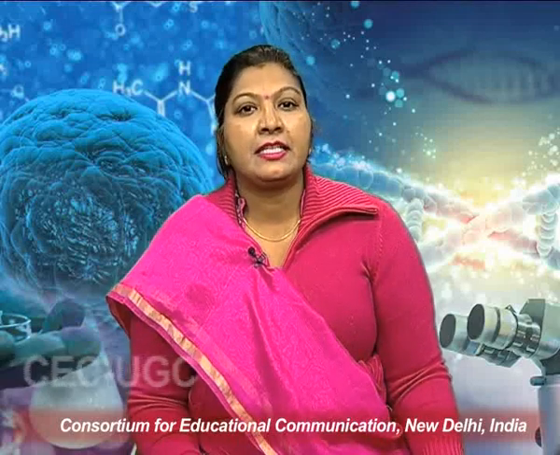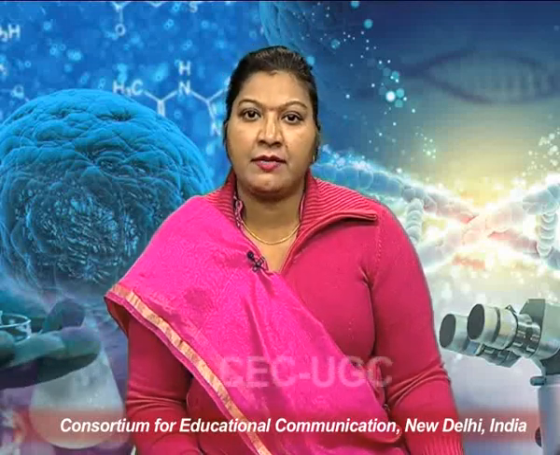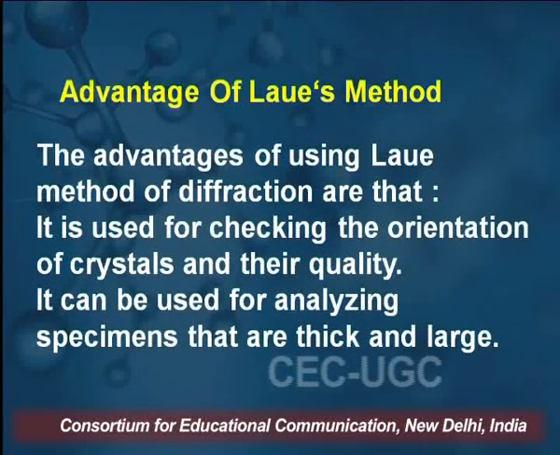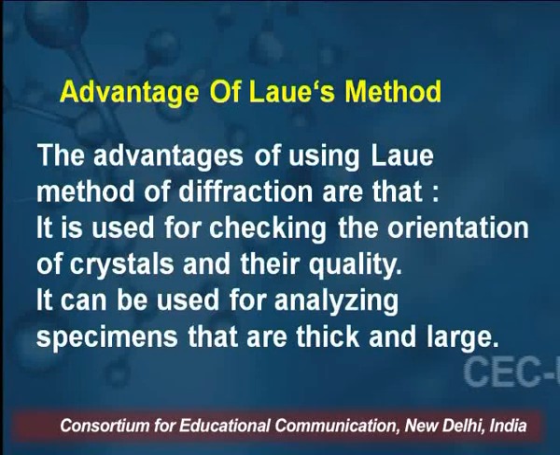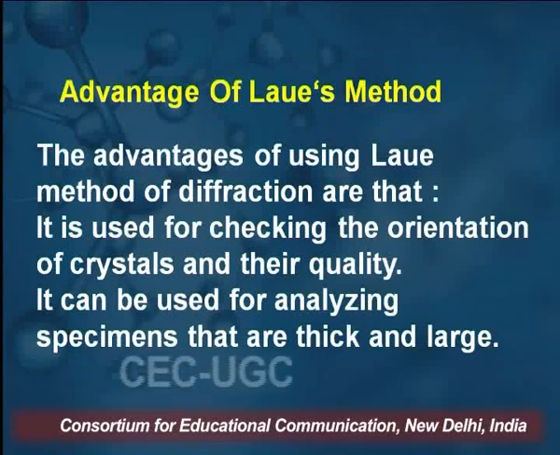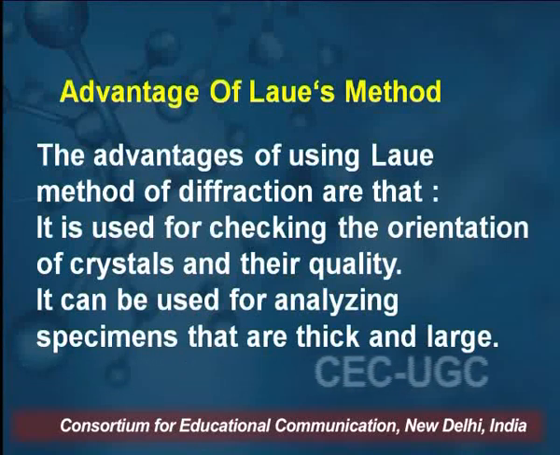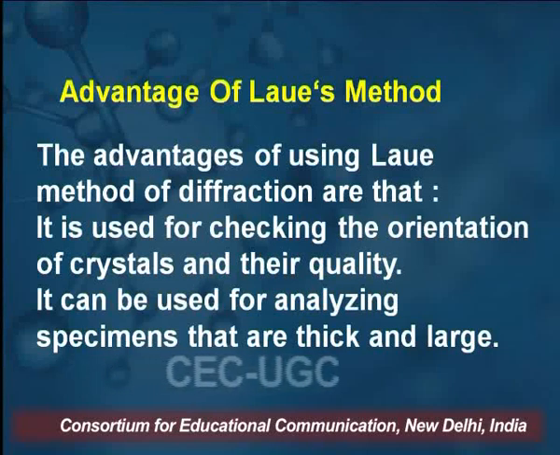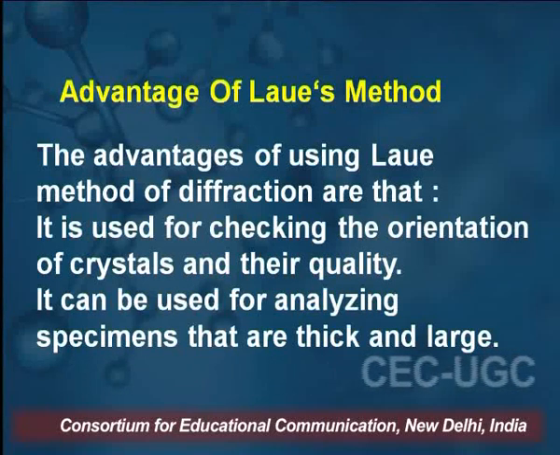Now what are the advantages of this Laue method? There are various advantages. It is used for checking the orientation of a single crystal and its quality. So by using the Laue method, we can find out the quality of a crystal, what type of composition we are using in a crystal, and what the orientation of a crystal is. It can be used for analyzing specimens that are thick and large. All types of specimen can be analyzed by using the Laue method.